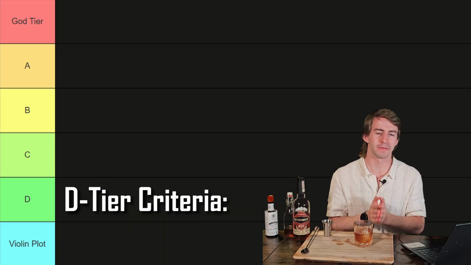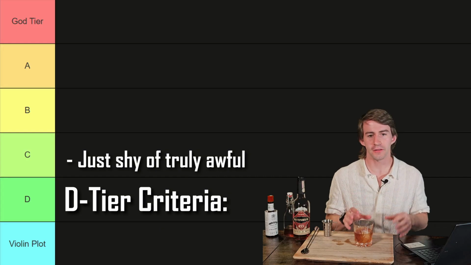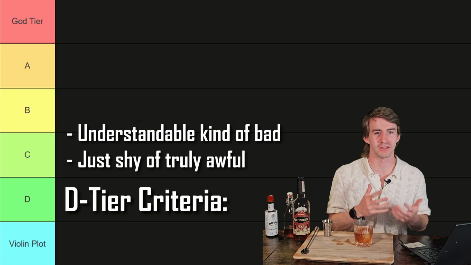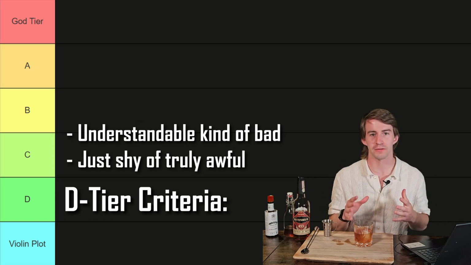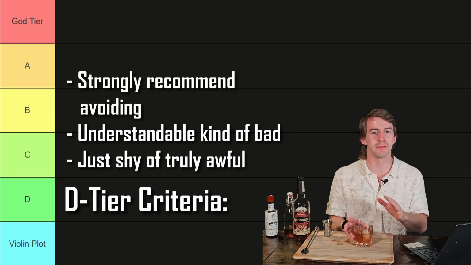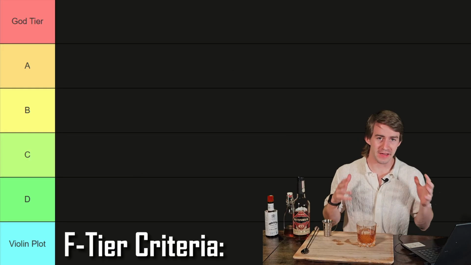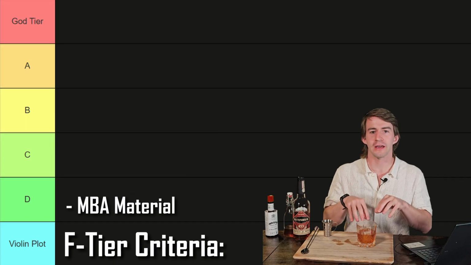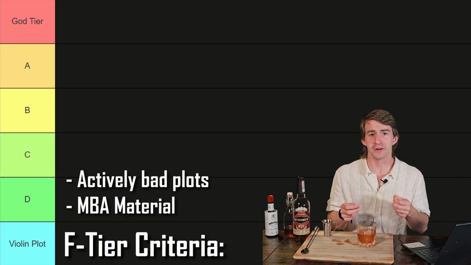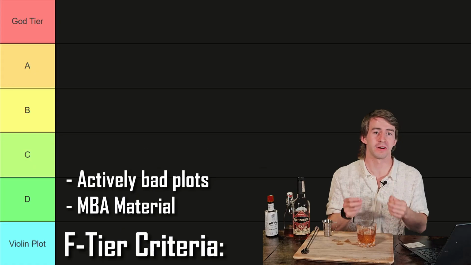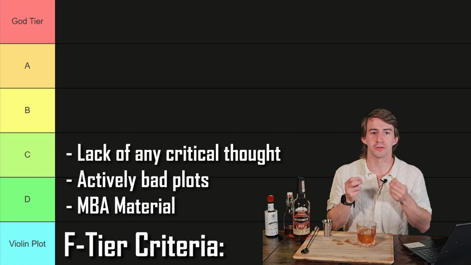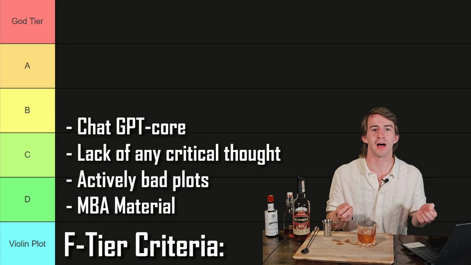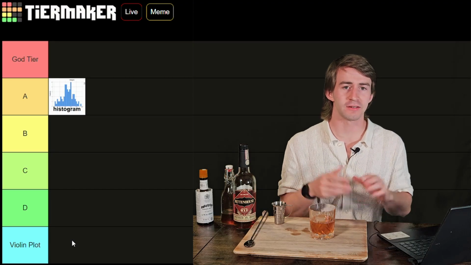D tier is our last stop before we get to the truly awful plots. These are the ones that are bad options, but I can at least see and understand why you would want to use it, right? They're not the absolute worst of the worst, but you really shouldn't be using these plots if you can help it. And then the F tier plots, aka the MBA material plots, these are not only actively bad plots, these are the ones that reveal an absolute lack of any form of critical thought and suggest that you had probably just thrown something into a large language model and asked it to give you the prettiest, most impressive plot that it could. All right, up next for our basics is the scatter plot.